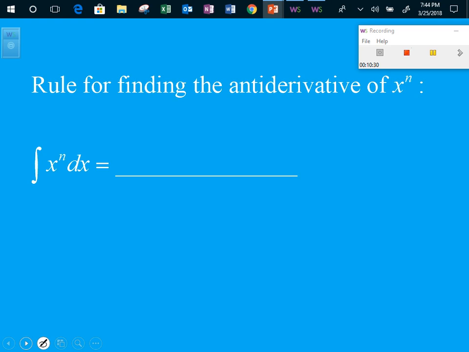Whenever we are finding the antiderivative of some function x to the n, to find that, we need to add 1 to the exponent, and then multiply by the reciprocal. Add 1 to the exponent, multiply by the reciprocal, and then put plus c behind it, unless it's a particular solution, and I will show you how to handle that here in a minute.